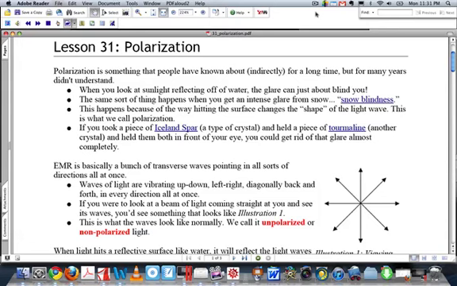Hey, welcome back to Lesson 31, which is on polarization, an interesting effect that light has when it travels. Now, EMR is basically a bunch of waves shooting out in all directions. Illustration 1 is trying to show that, representing it traveling left and right, up and down, and diagonal, and so on.